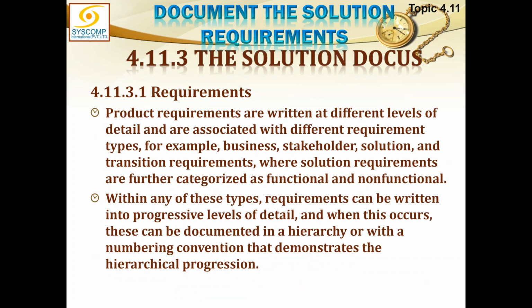Requirements. Product requirements are written at different levels of detail and are associated with different requirement types. For example, business requirements, stakeholder requirements, solution requirements, and transition requirements, where solution requirements are further categorized as functional and non-functional. Within any of these types, requirements can be written into progressive levels of detail. And when this occurs, these can be documented in a hierarchy or with a numbering convention that demonstrates the hierarchical progression.